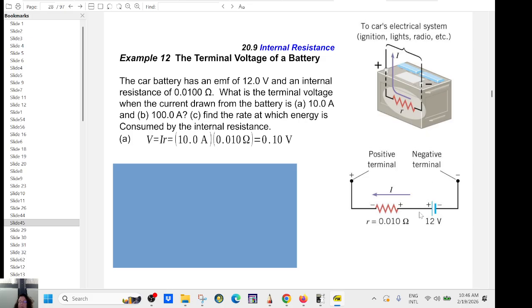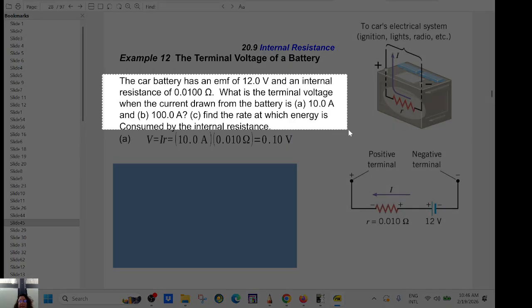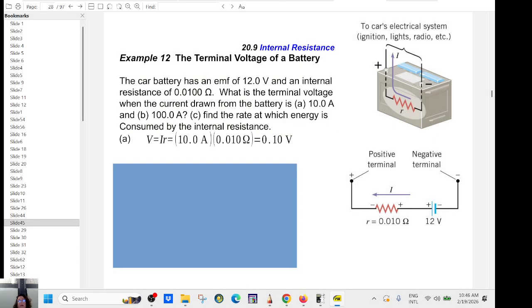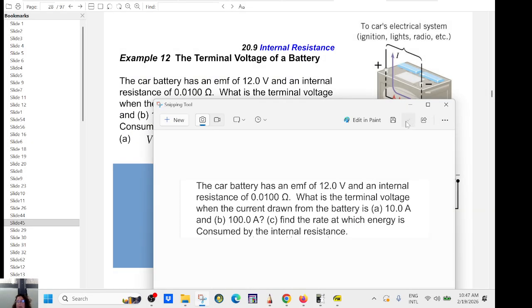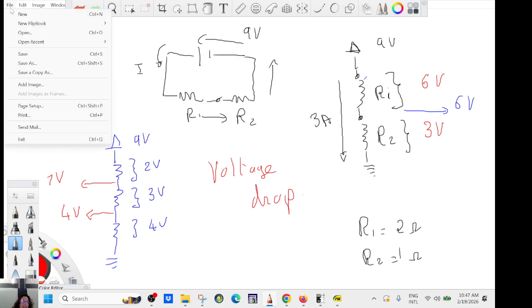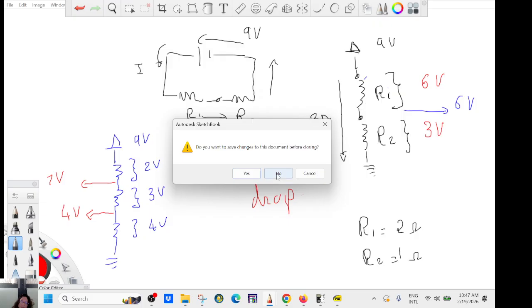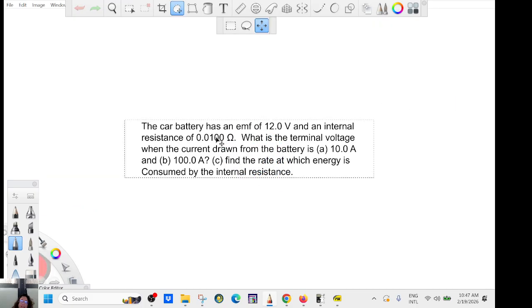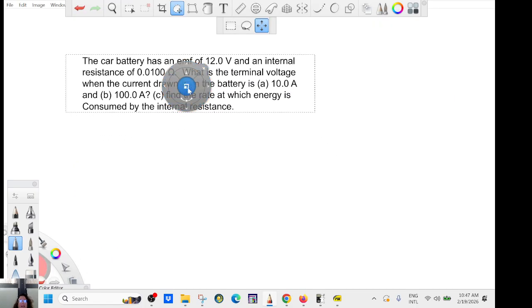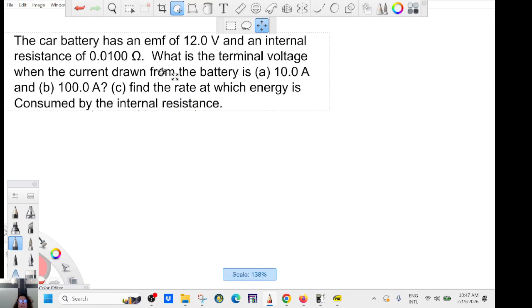So let's take an example here. And I will show you how to do it. It is the same thing, but it's hiding inside.